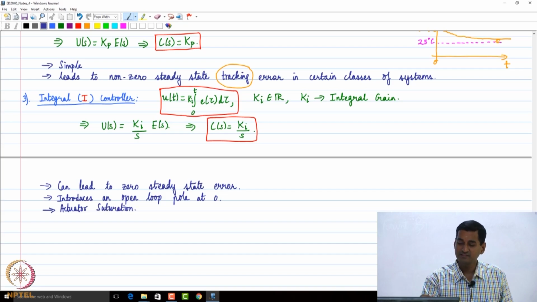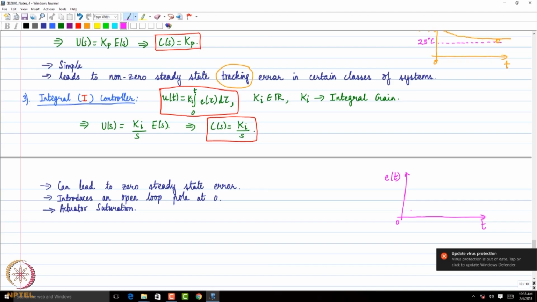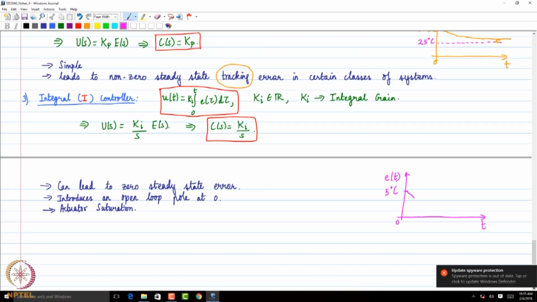So what do I mean by this? Let me demonstrate it by means of a graph. Suppose I consider a scenario, once again of this temperature control. Let's say my initial temperature is 30 degrees Celsius. I come in, I set my temperature at 25 degrees Celsius, the desired one. So initially the error is 5 degrees Celsius. The error is going to keep on decreasing. Let's assume that the error remains non-negative all the time, just for the sake of argument.